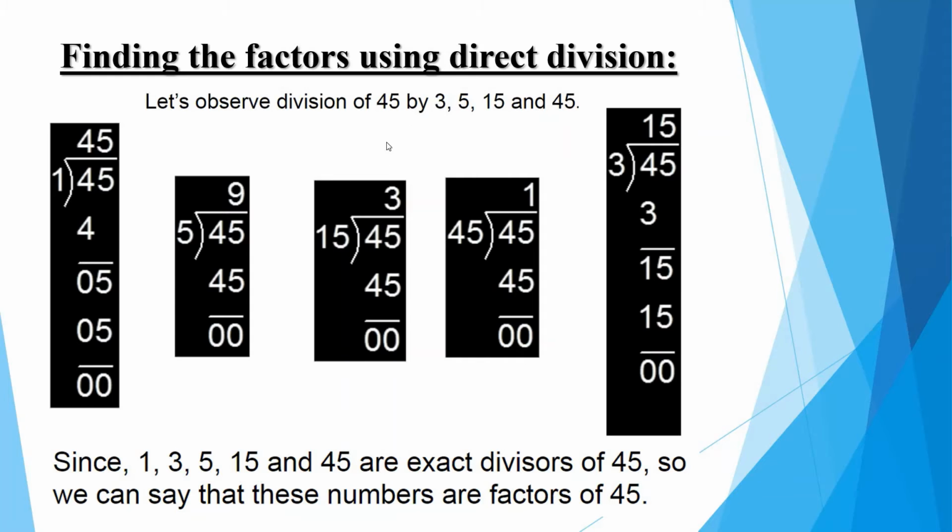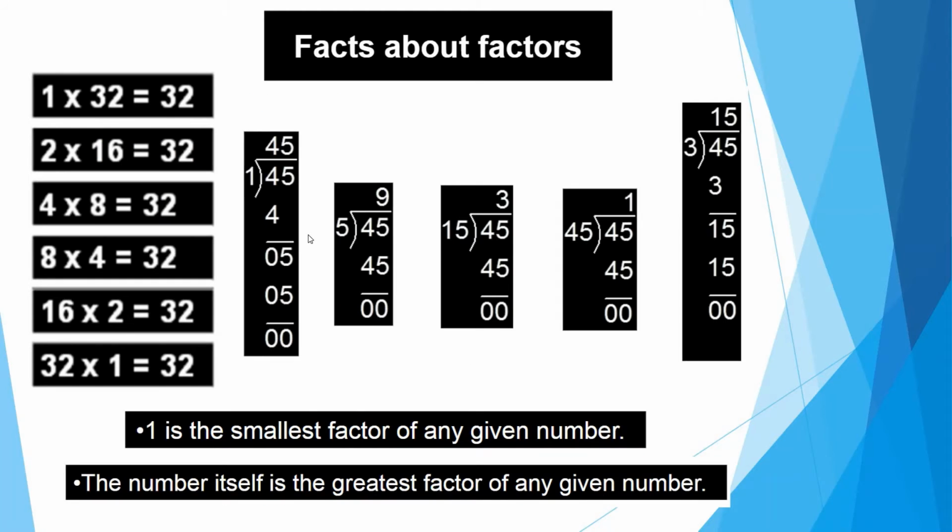So we have found out that direct division is also another kind of method which is used for finding the factors. Okay? So now we learned how to find the factors of a number using two different methods, right? The multiplication facts and the direct division method. Now, have you observed anything common between these two methods?